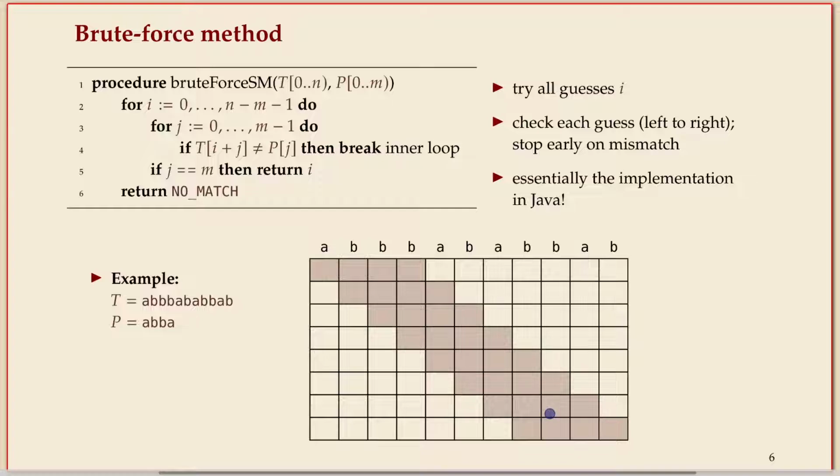For every possible starting position, the starting position here is i, that's 0, 1, 2, and so on. You have to do at most 4 checks because that's the length of the pattern. So if we start comparing here, A matches, B matches, B matches, but then we have another A, so we have a mismatch here. So that was not a correct guess. Too bad. Let's start from the beginning.